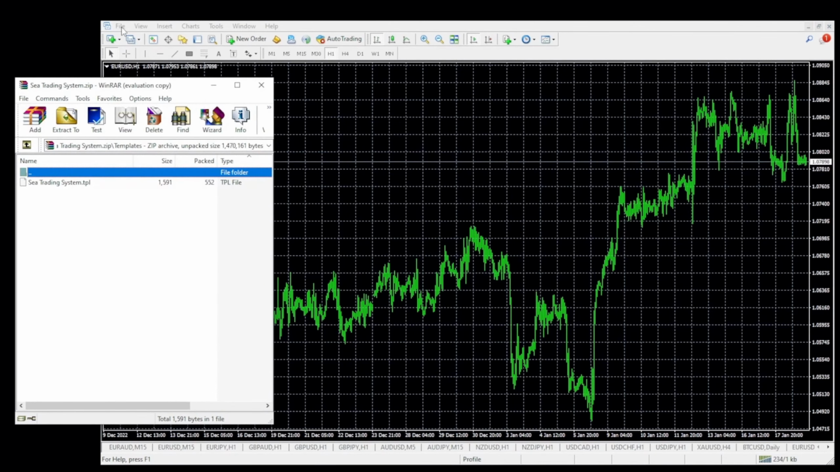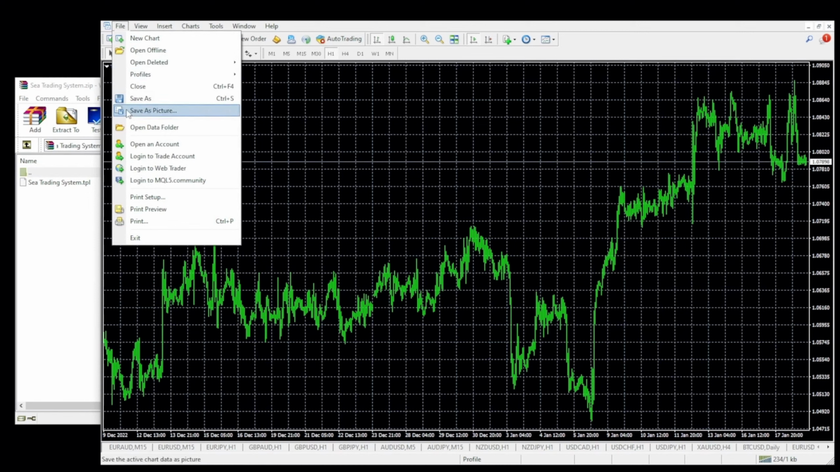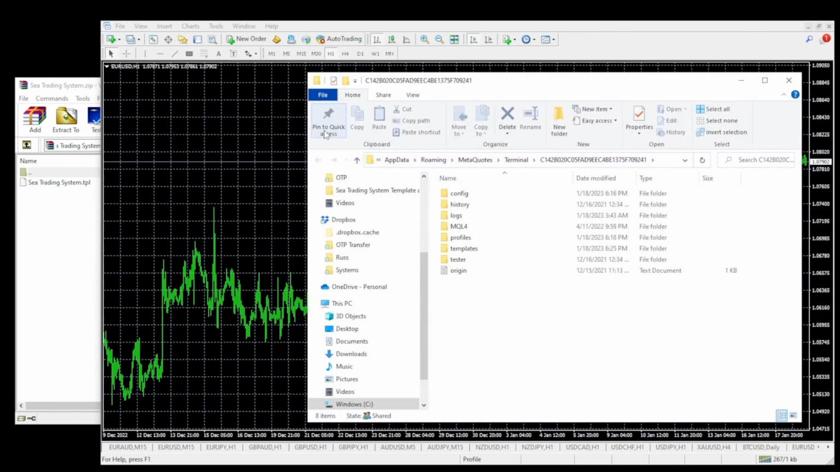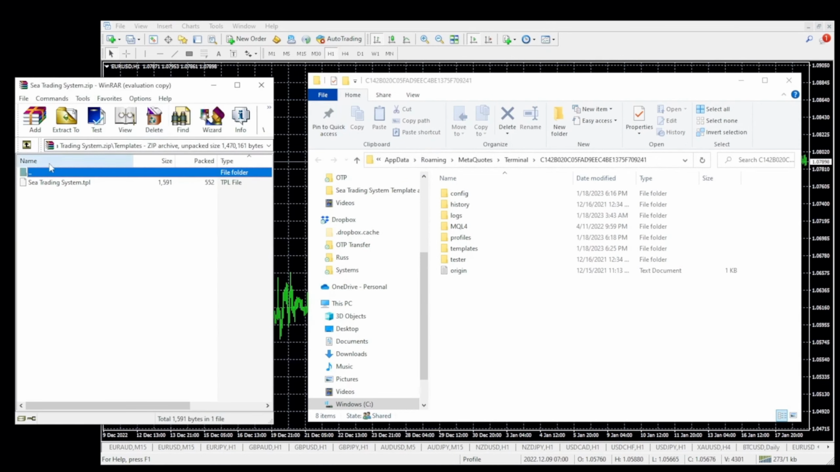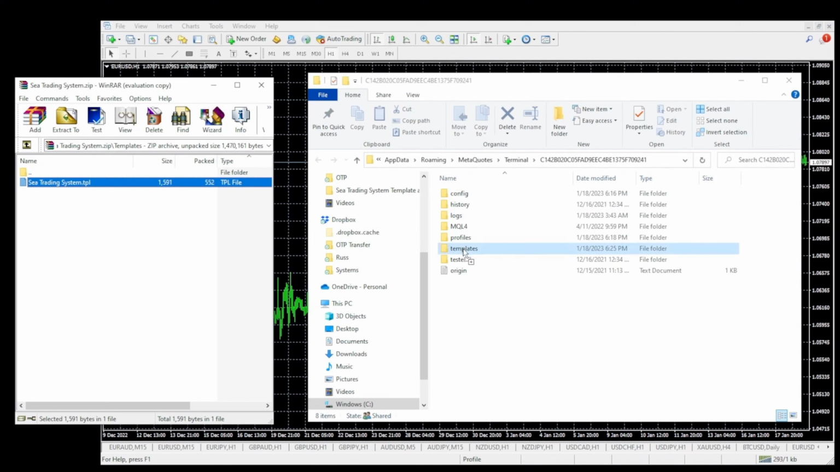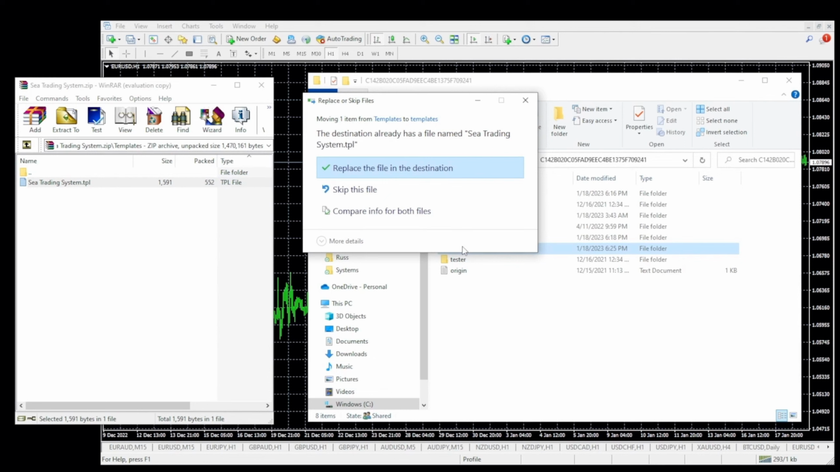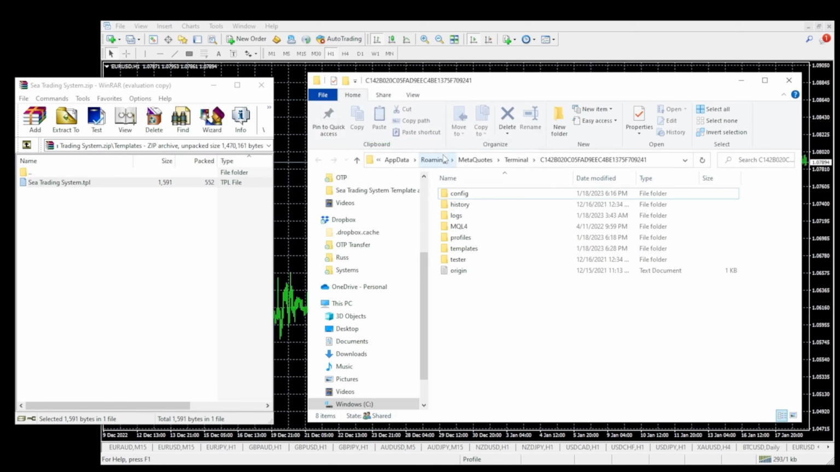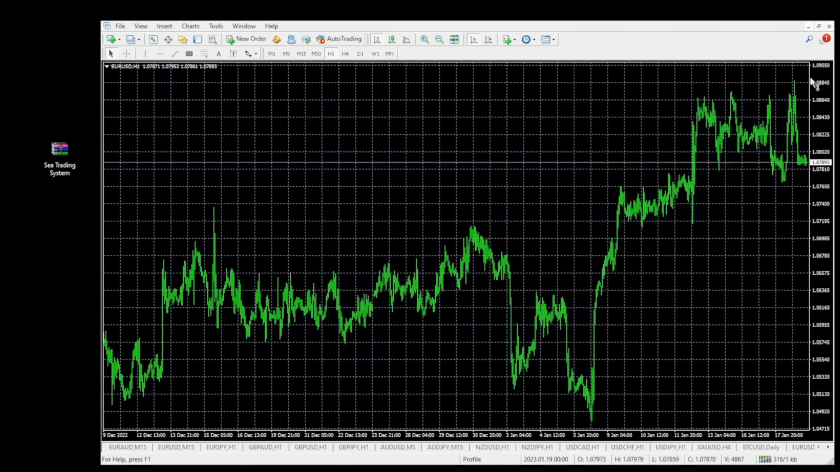So the way we do that is on the MetaTrader charts, click file in the upper left-hand corner, and then click open data folder. And it's going to open the folder where all of the MetaTrader files are kept. So what I want to do is simply drag and drop this TPL file into this MetaTrader templates file folder. So let's do that. Click and drag it into that templates. Now I've already got it in there because we did the original installation, but I will replace the destination file. That file is uploaded. I do not need these anymore. I'm going to close my MetaTrader chart. I'm going to reopen my MetaTrader chart.